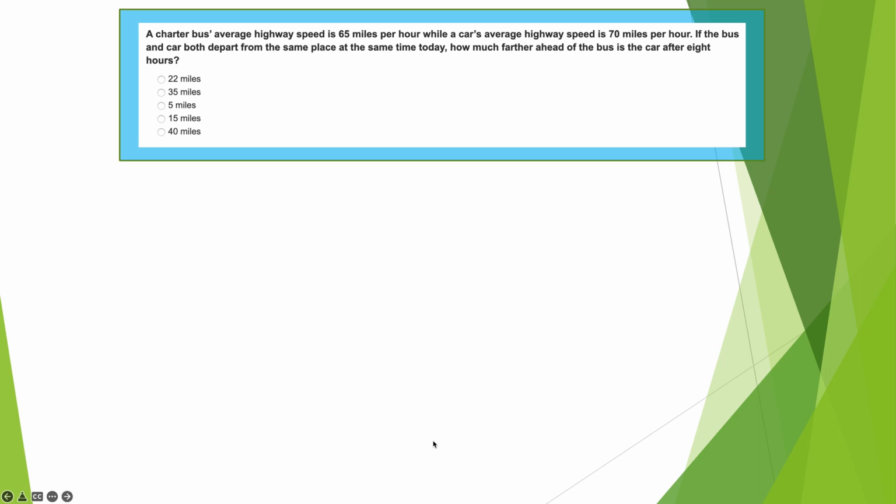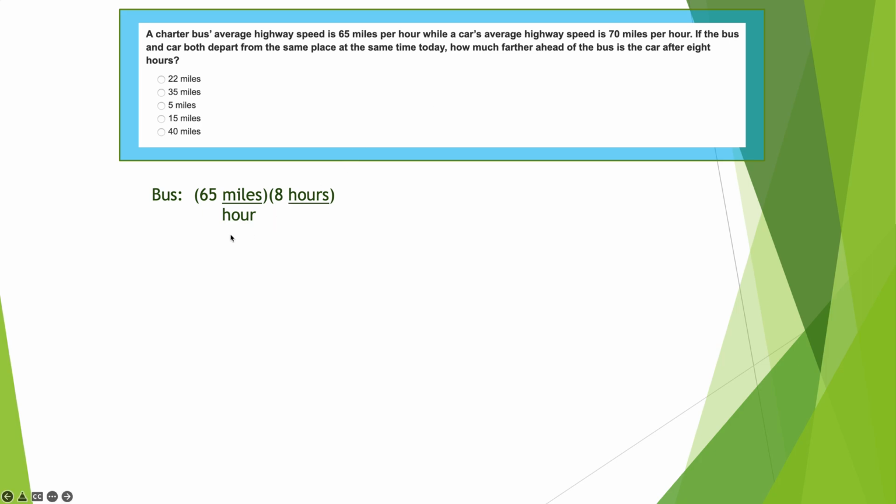Next one. Go ahead, a little stop and start here. Okay, so the bus goes 65 miles an hour and it's driving for 8 hours. First I should back up a second. The average speed of the bus is 65 miles per hour and the average speed of the car is 70 miles per hour. Both depart at the same place at the same time. How much further ahead of the bus is the car after 8 hours?